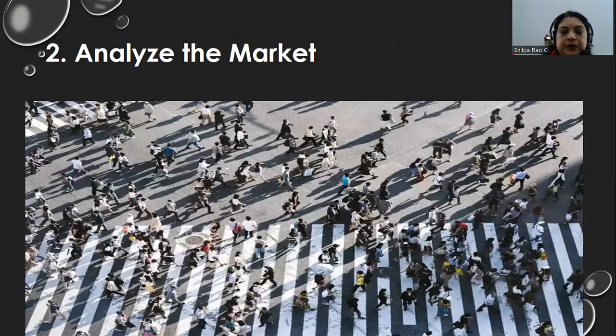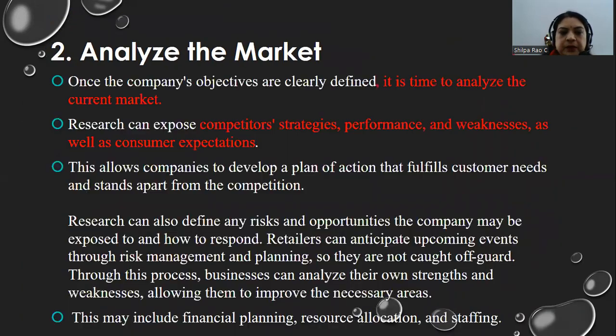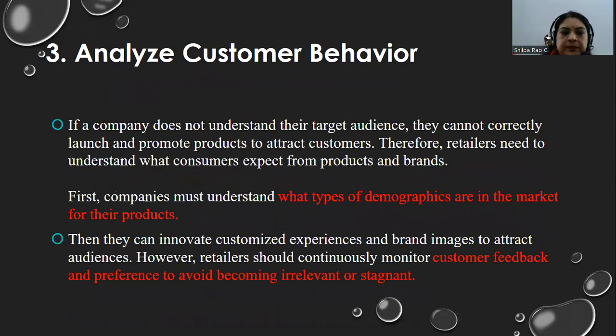Moving on, once the objective has been set, the second step is to analyze the market. Once the company's objectives are clearly defined, it is time to analyze the current market. Here, the researcher can explore the competitor strategy, performance weaknesses, as well as consumers' expectations. This will help the company develop a plan of action that fulfills the customer's need and stands apart from the competition.